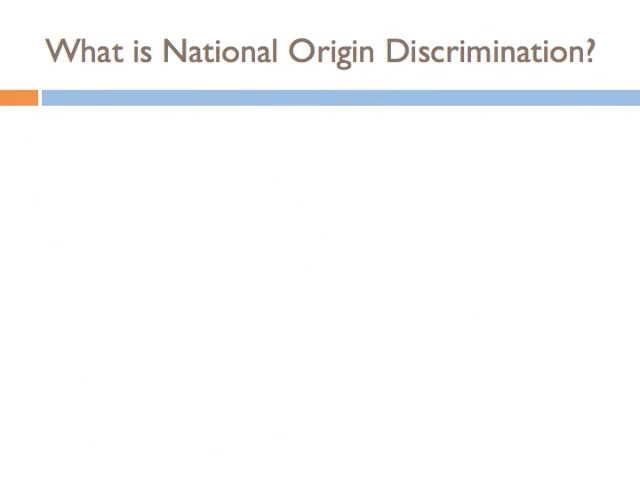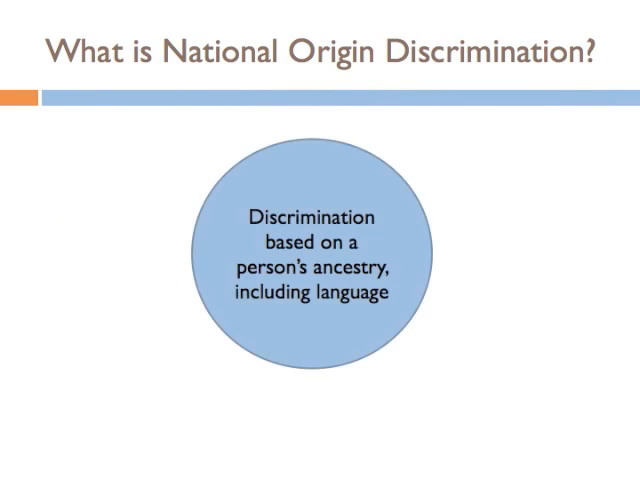What is national origin discrimination? Title VI prohibits discrimination based on race, color, and national origin. LEP individuals are protected from national origin discrimination under Title VI because national origin discrimination was found to include one's language by the United States Supreme Court in Lau v. Nichols, a case that will be discussed in more detail later in this presentation.